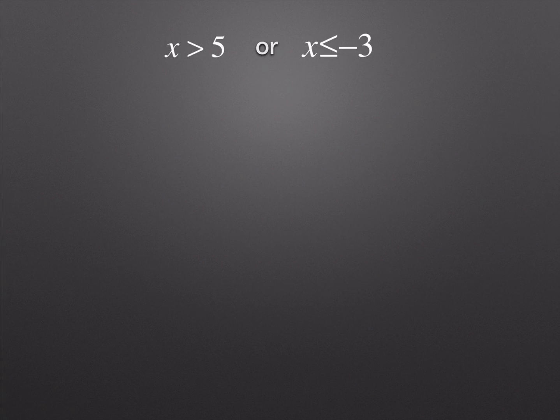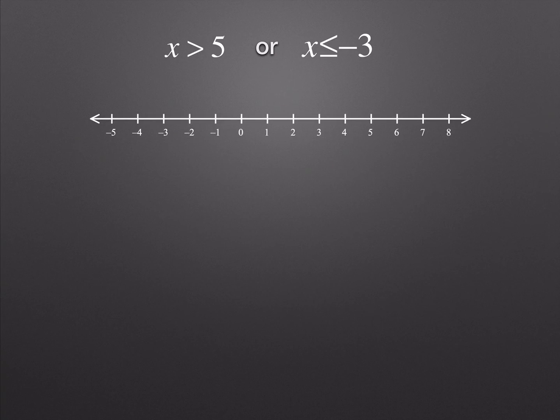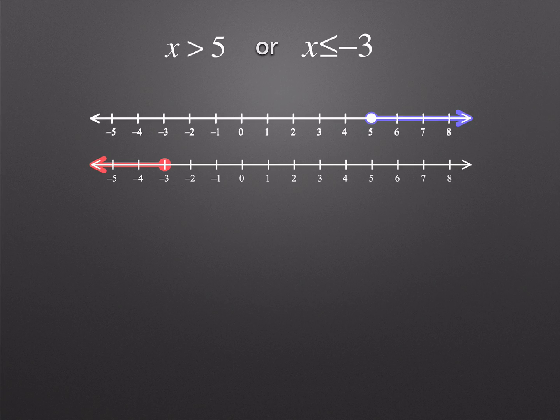Now let's look at another example, this time with an or. I'm going to graph both x greater than 5 and x less than or equal to -3, and I'm going to look at where the solution to the compound inequality is on the graph. So I'm starting with x is greater than 5. Remember, open circle around 5 shows up as a white circle, but it's an open circle around 5 going to the right. X less than or equal to -3 is a closed circle at -3 going to the left.